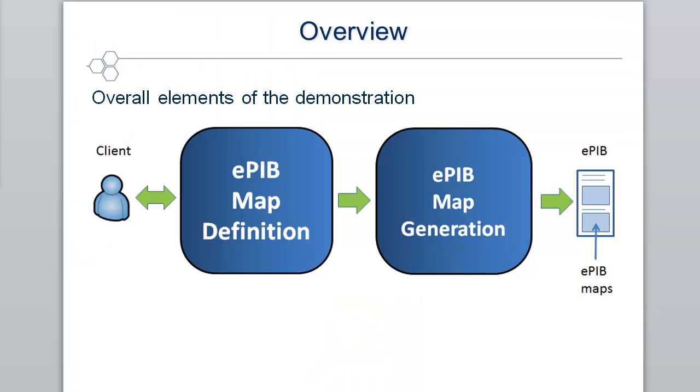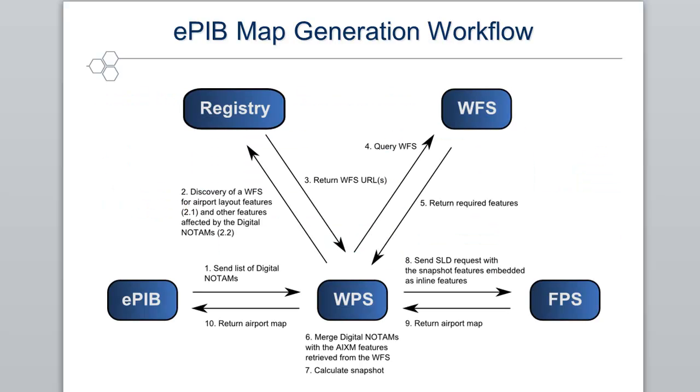The generation workflow shows how chained OGC services can be used to meet a complex application-specific requirement. The workflow involves firstly the ePIB client, which we have seen generating a number of requests. The Web Processing Service, or WPS, developed by Untitled, then takes these requests and processes them. Each request contains information on the geospatial and temporal extent of the map being generated. It also contains information on which airport layout feature types are required.